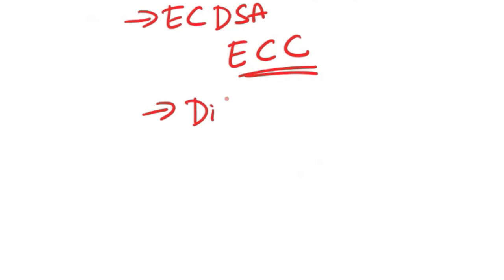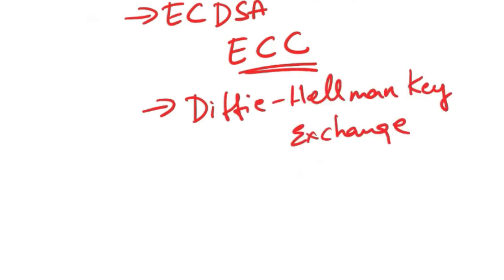Next, Diffie-Hellman key exchange. This is a key exchange algorithm that allows two parties to establish a shared secret key over an insecure communication channel. It is used to negotiate shared symmetric encryption keys without needing a pre-existing shared secret. This is a fundamental building block in many cryptographic protocols, including TLS, SSL, IPsec, and SSH.